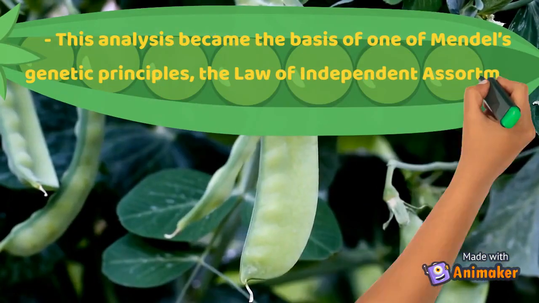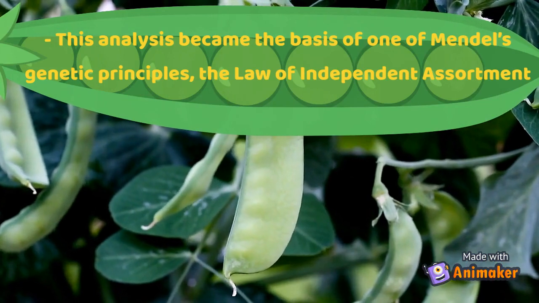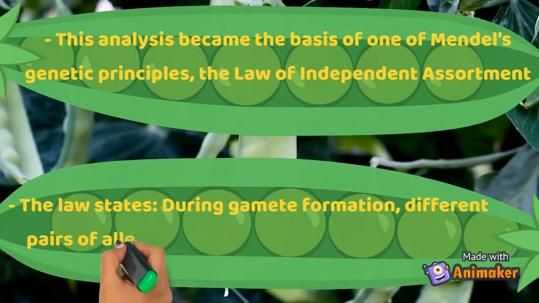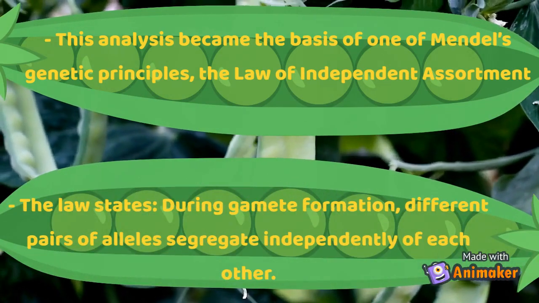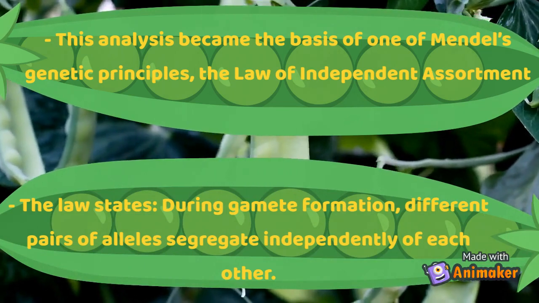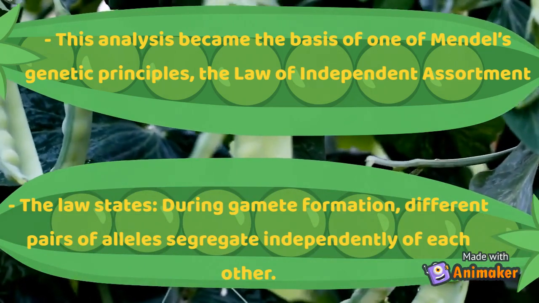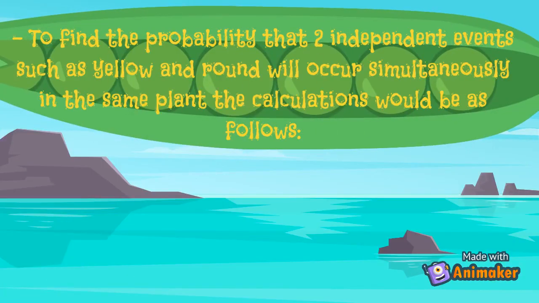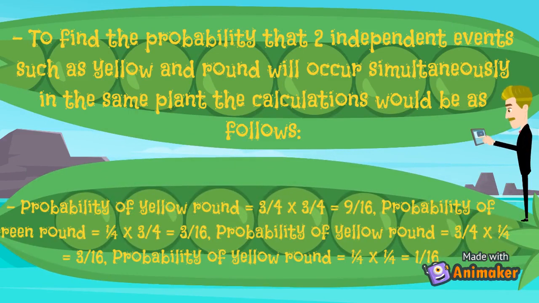This analysis became the basis of one of Mendel's genetic principles, the law of independent assortment. The law states, during gamete formation, different pairs of alleles segregate independently of each other. To find the probability that two independent events, such as yellow and round, will occur simultaneously in the same plant, the calculations would be as follows.